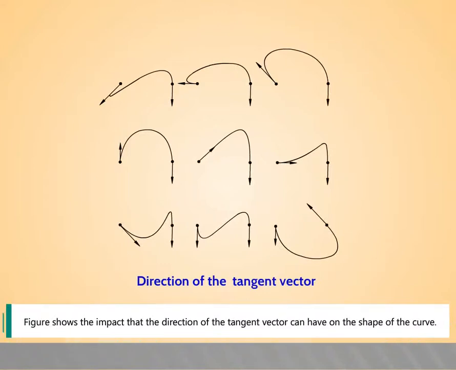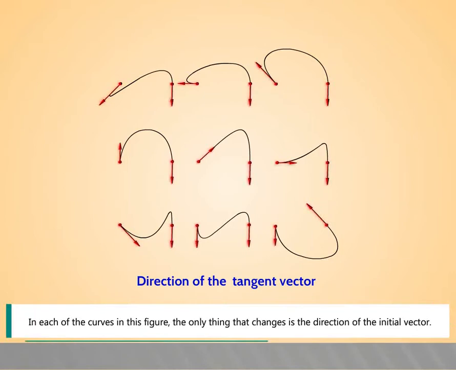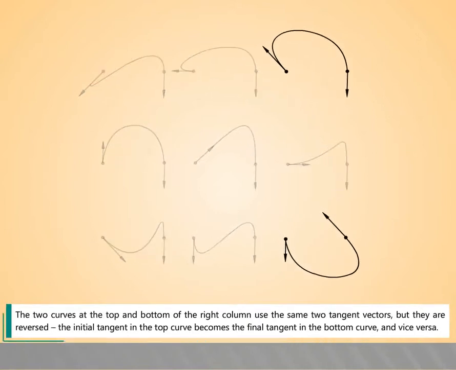The figure shows the impact that the direction of the tangent vector can have on the shape of the curve. In each of the curves in this figure, the only thing that changes is the direction of the initial vector. The two curves at the top and bottom of the right column use the same two tangent vectors, but they are reversed. The initial tangent in the top curve becomes the final tangent in the bottom curve, and vice versa.